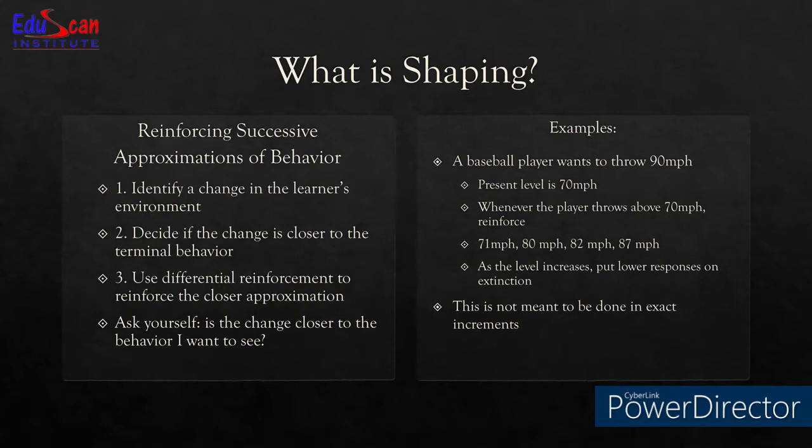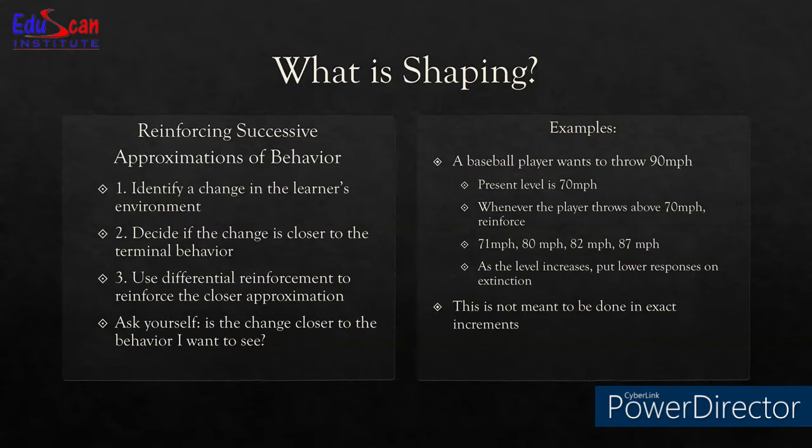Look for that final behavior to decide if it's closer to the terminal behavior. Three, use differential reinforcement to reinforce the closer approximation. If it isn't closer, we put it on extinction. So you're always asking yourself, is the change closer to the behavior I want to see? This requires a really good, diligent eye on your part.